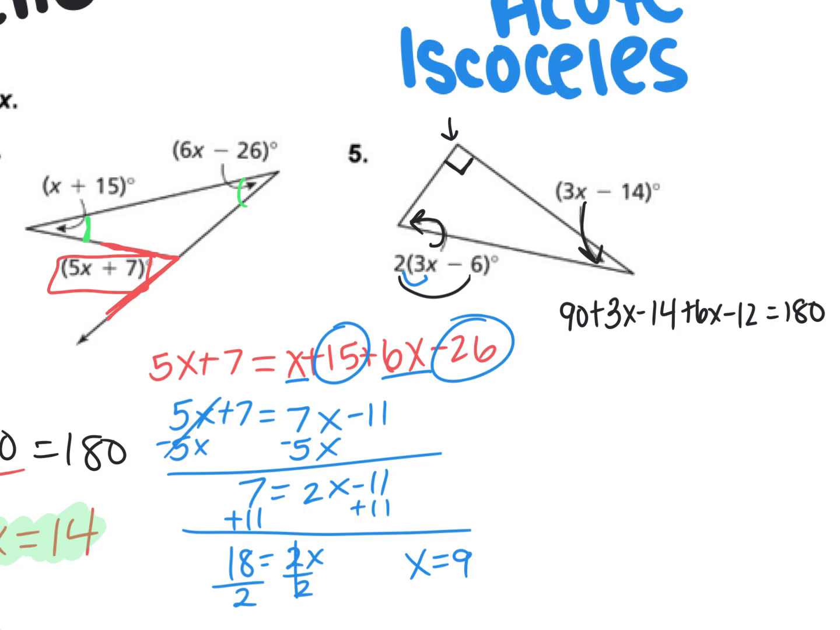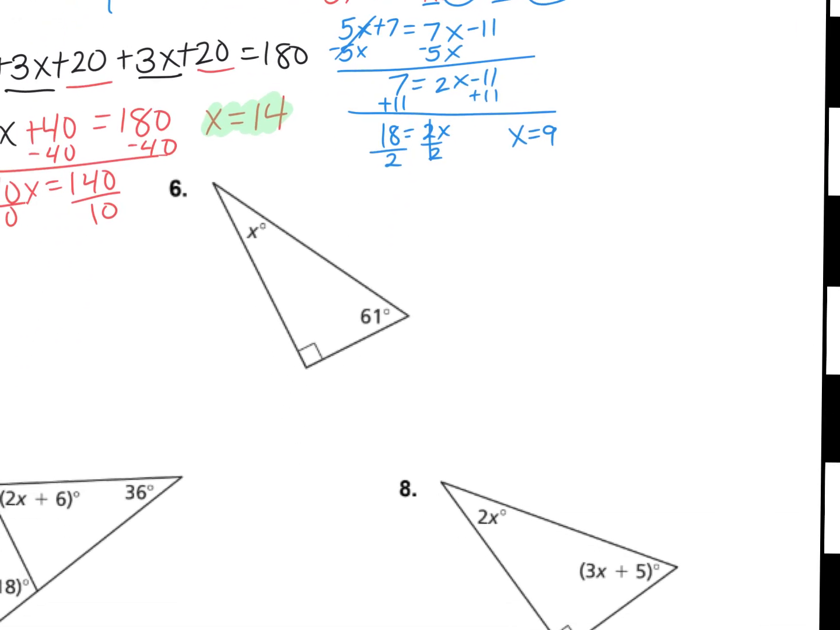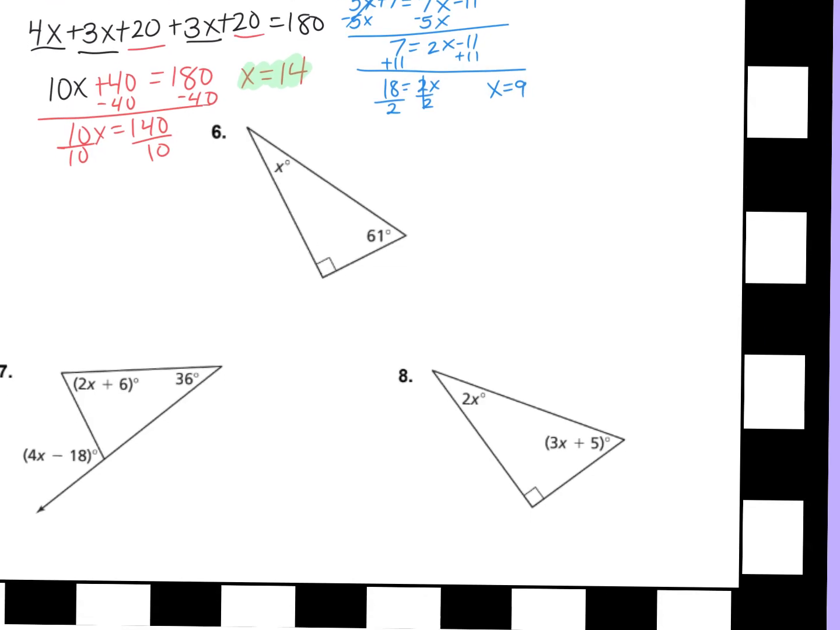Yes? I think 6x minus 12 plus 3x minus 14 equals 90. That works too, because if you do it that way, then you automatically said, okay, this one's 90, which means the other two added together equal 90. That's fine. That works as well. All right. Number 6 is very simple, and it's similar. I'm not going to do that. It would be 90 plus 61 plus whatever x is equals 180, right?